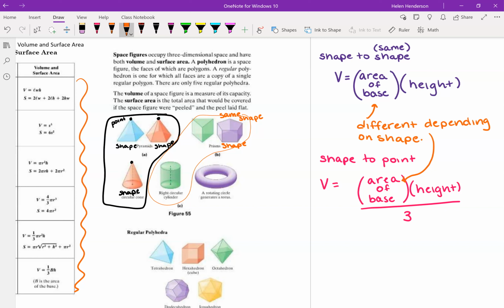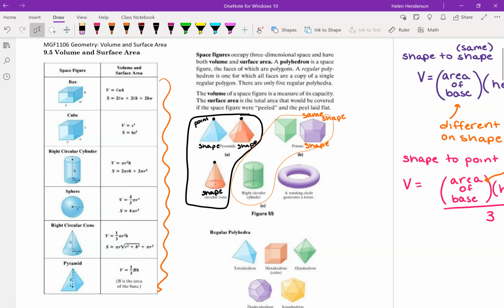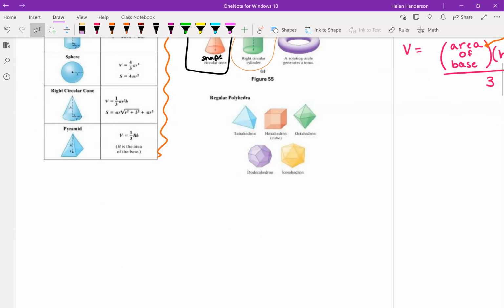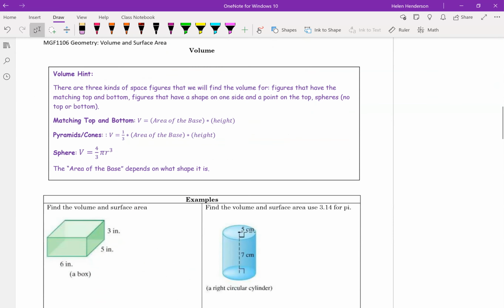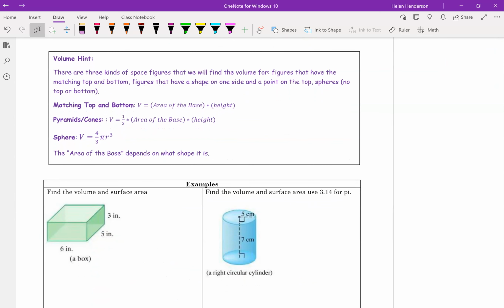For surface area, I don't really have too many tricks for surface area. Most of the time you just have to memorize those surface area formulas. So when we do these problems, you'll see me go back and forth between this page, which gives the formulas, and the problems that we're doing. Okay, so here's that volume hint here.